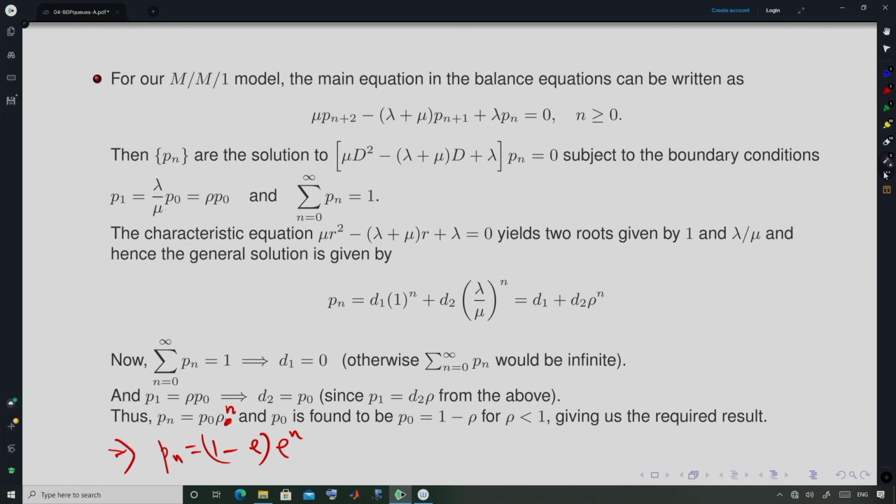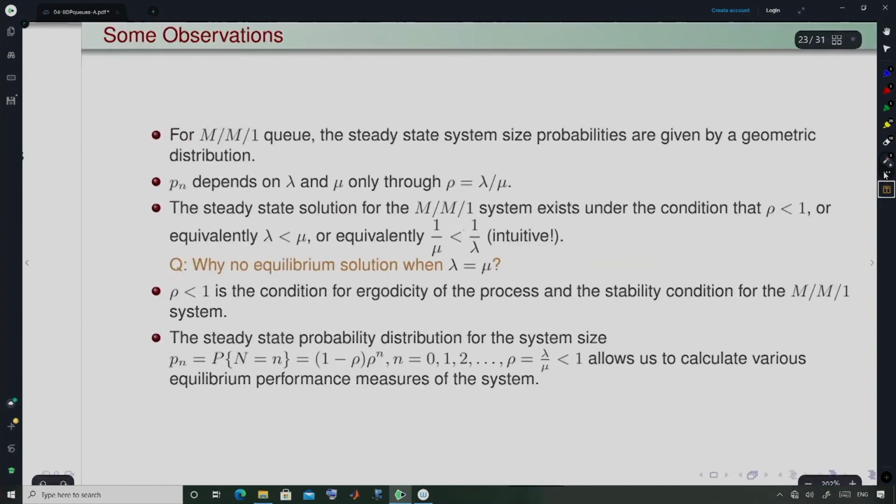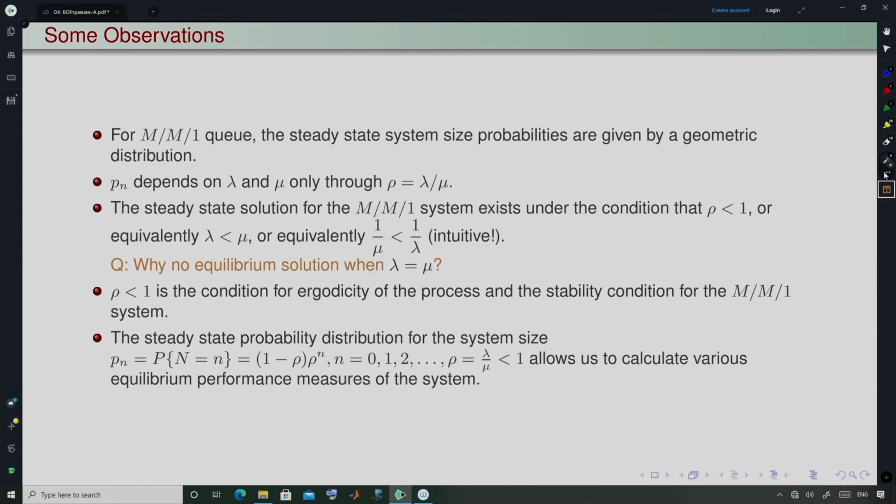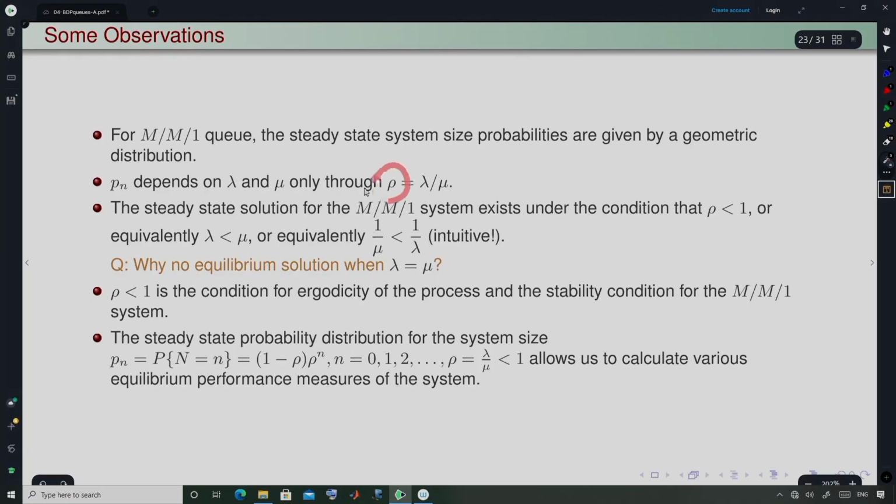So, these are three different methods of solving this particular MM1 system, right. Some observations before we go further. This is a geometric distribution, and Pn depends on lambda and mu only through their ratio, which is rho, not individually on lambda and mu. Lambda and mu are the parameters for this model, but the steady state distribution depends only on their ratio. So, whether lambda is 2 and mu is 4 or lambda is 4 and mu is 8, it has the same behavior. So, it is only rho that matters here, okay.